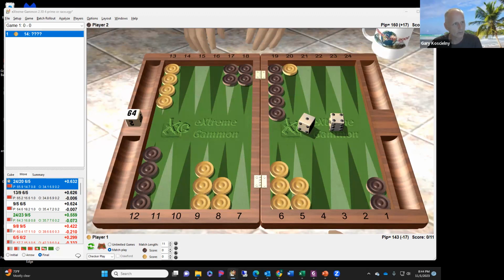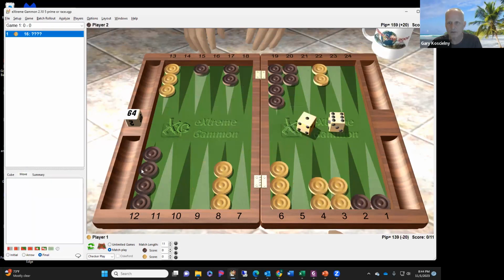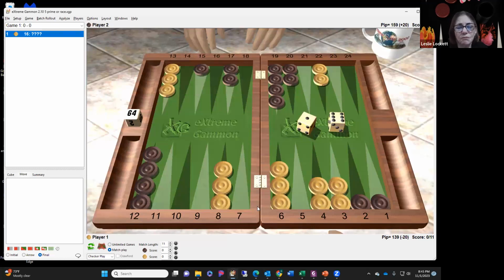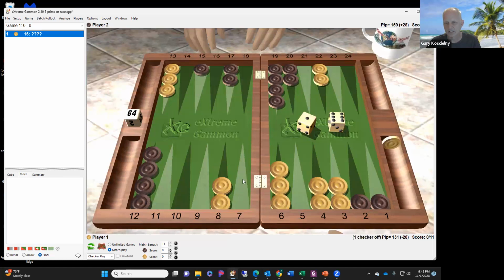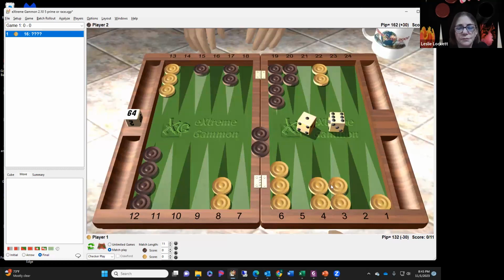Okay, let's look at a couple more. So this is a tricky one. I hit the outfield. Yeah, so let's look at the good plays that we could do. I see 3 that are pretty good. There's the double hit, there's making your bar point, and there's hitting in the outfield. Yeah, the double hit is the blitzing play. 8 to 2, 2 to 1 is right. That's the kind of thing that I would not think of, because usually you don't do that. But the double hit can be very strong and very right in the right circumstances.